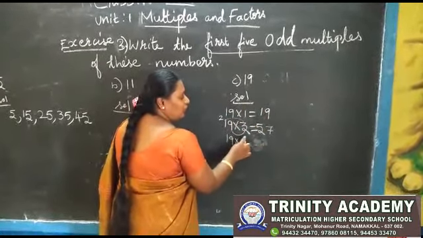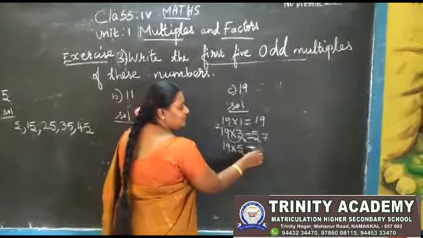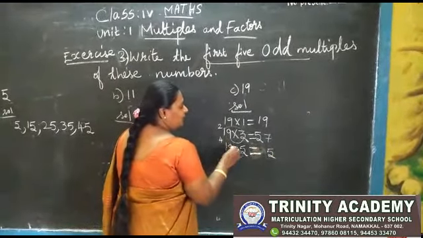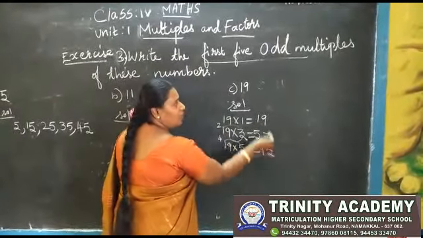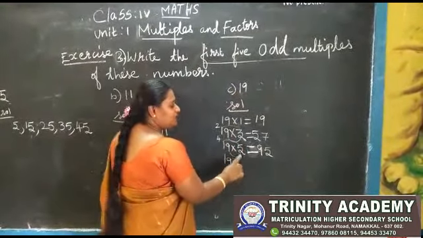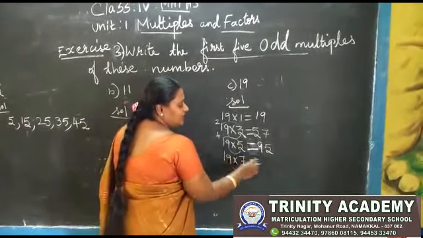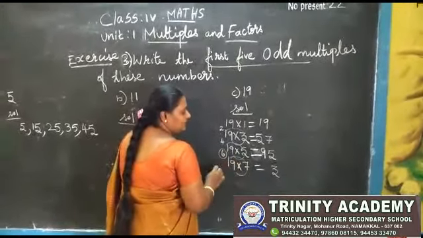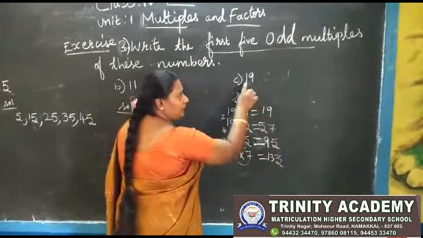Similarly, 19 into 4 won't come, 4 is an even number. So we multiply 19 into 5. 5 is an odd number. So 5 9s are 45. 4 carry over. 5 ones are 5. 5 plus 4 is 9. So 95 is an odd multiple of 19. Similarly, 19 into 6 we cannot multiply, 6 is an even number. So 19 into 7 we have to multiply. 9 7s are 63. 6 carry over. 7 ones are 7. 7 plus 6 is 13. So 133 is an odd multiple of 19.